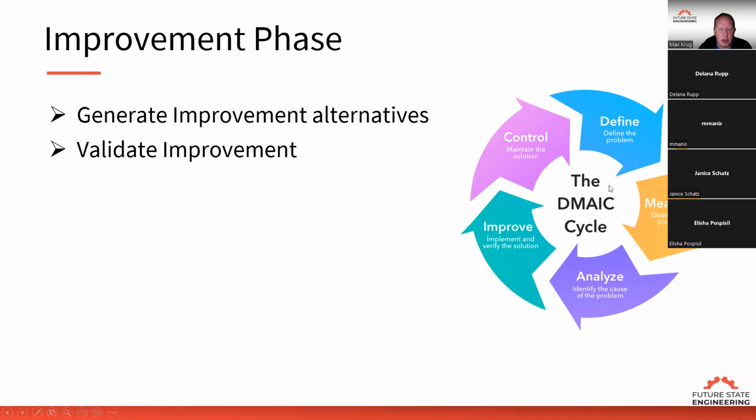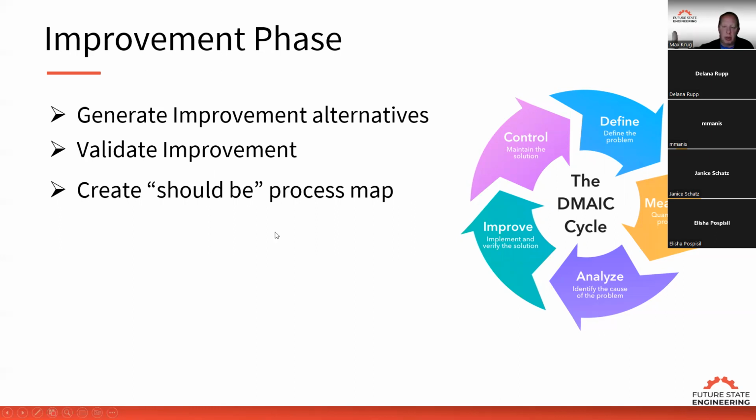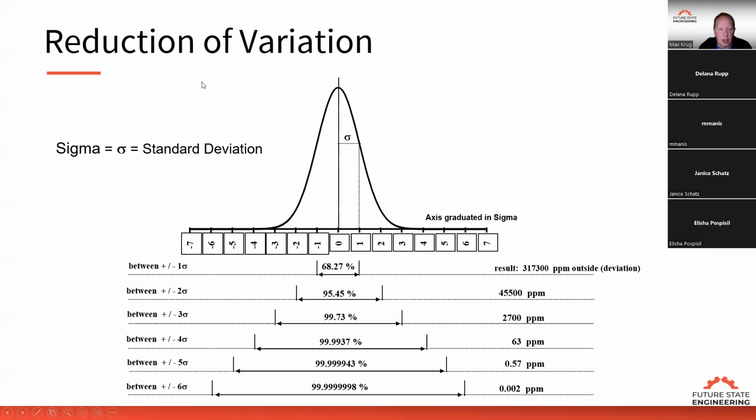Then we're going to validate that. So we're going to implement the countermeasure. We're going to take data again to see if the process improved. Again, speak with data. Then create a future state process map. If the improvement actually solved the problem, then we want to create the process map of the new process, the future state of how the process should be operating, and then validate our cost benefit analysis. What's the benefit to the organization? What did it cost us to implement that solution? And again, we're looking at reducing the variability.